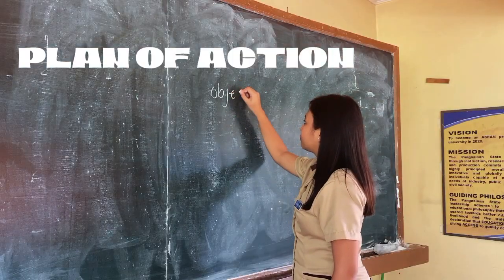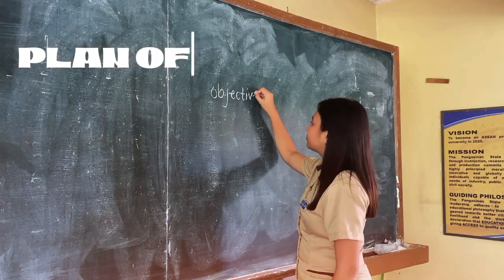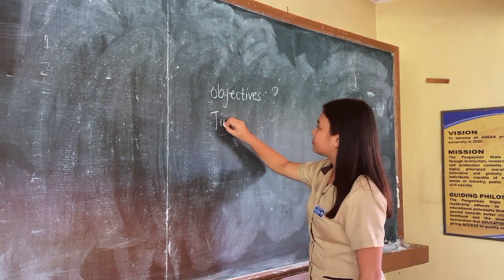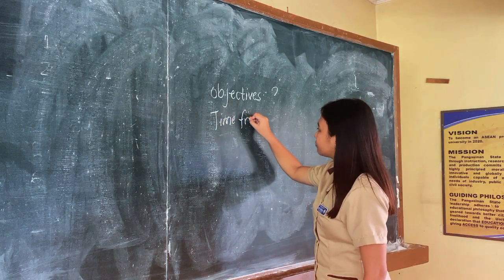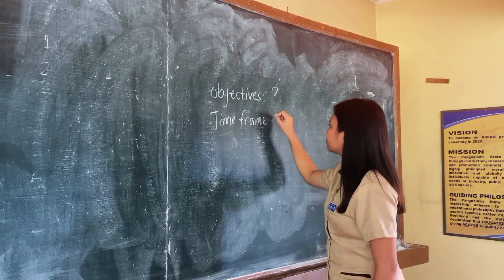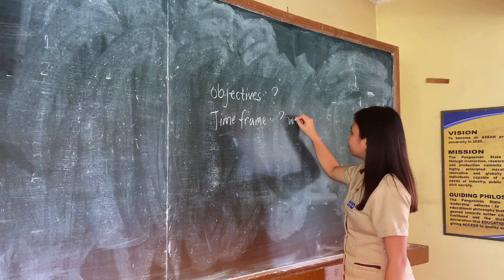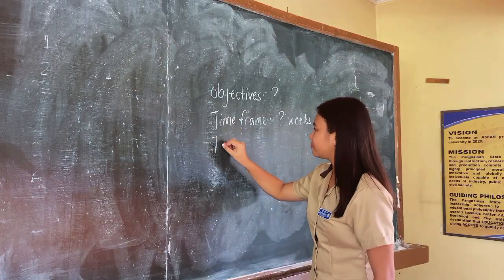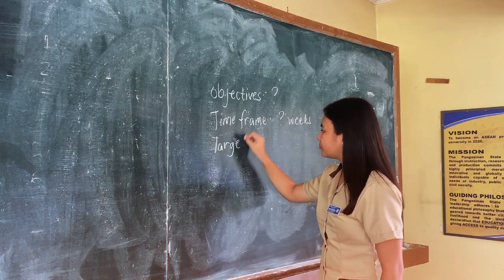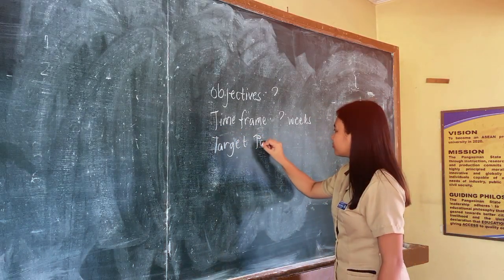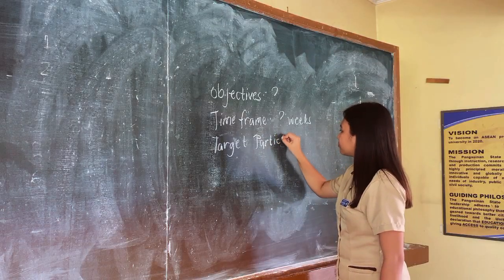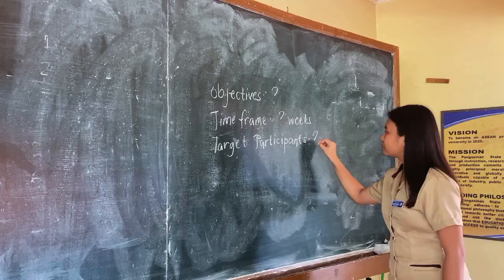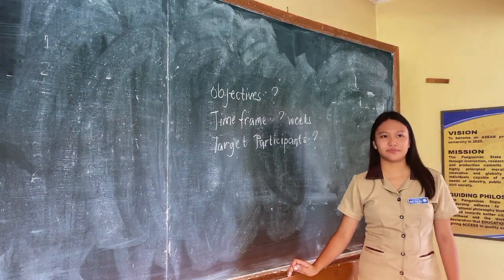The sixth one is the plan of action. In this part, we will outline how the action research will be conducted, focusing on key elements such as objectives, time frame, and target participants. Clearly defined objectives are essential as they provide direction and structure for the research. Additionally, careful selection of target participants is vital for ensuring the validity of the study. Alongside this, we will establish a detailed time frame for each phase of the research.